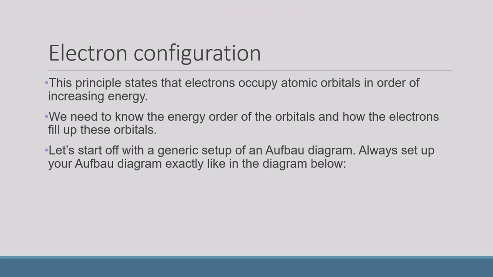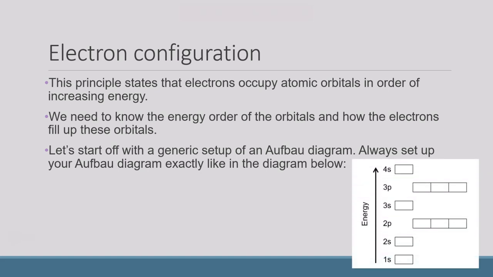Whenever you're asked to draw an Aufbau diagram, you have to set it up like this. You need to show an arrow up, and you have to state energy next to that arrow. That shows increasing energy. Now, in the first energy level, we have a 1s shell. In the second energy level, we have a 2s shell and then a 2p shell. The p shell has more energy than the s shell, so we go from 1s to 2s to 2p.